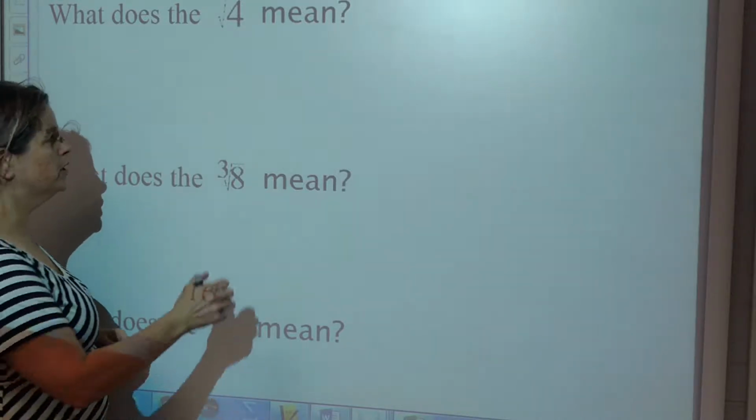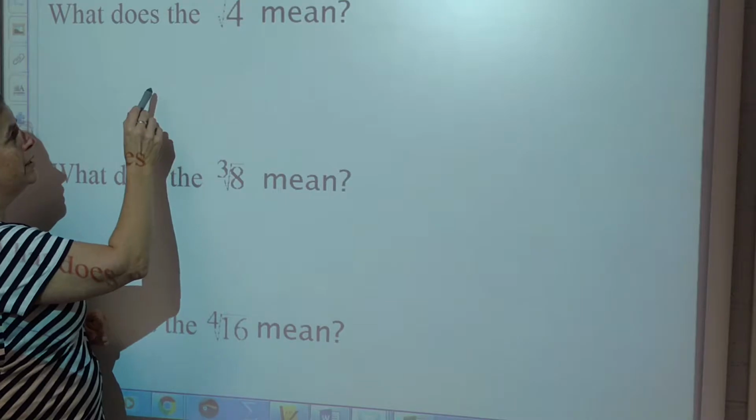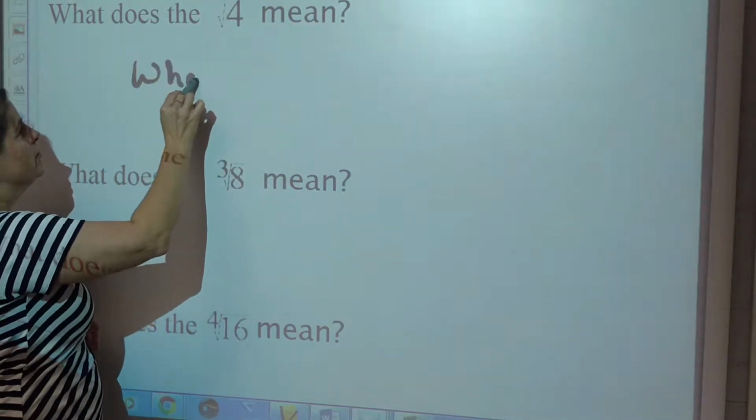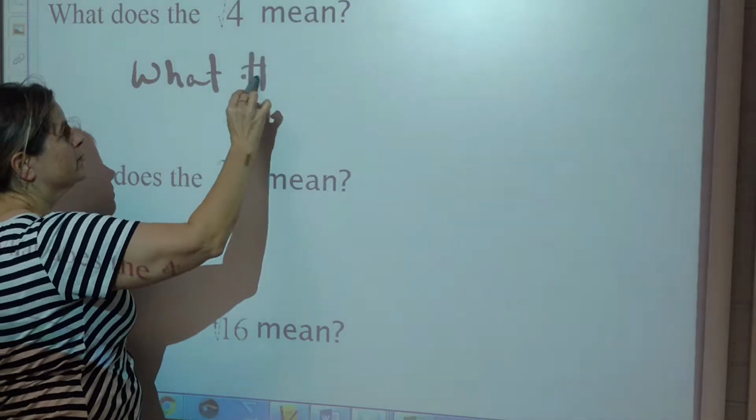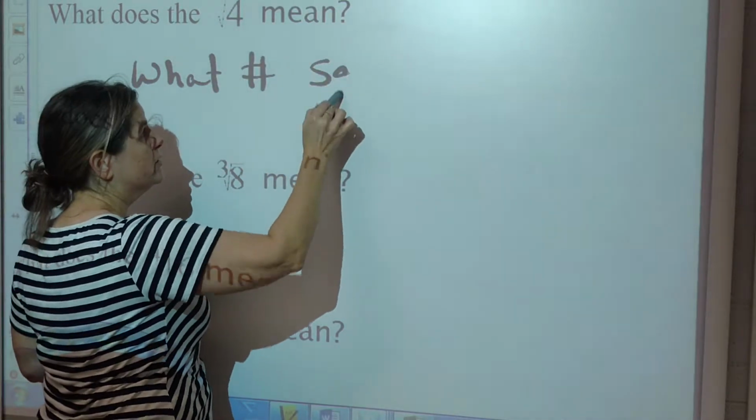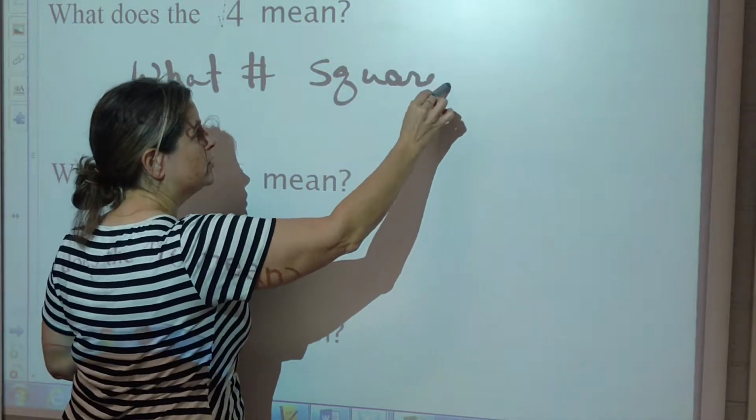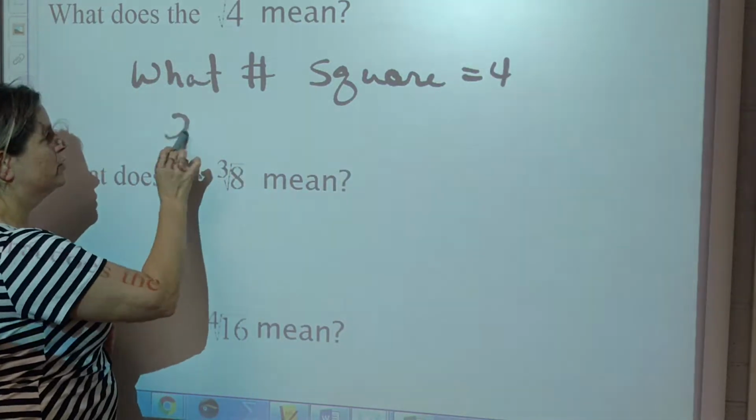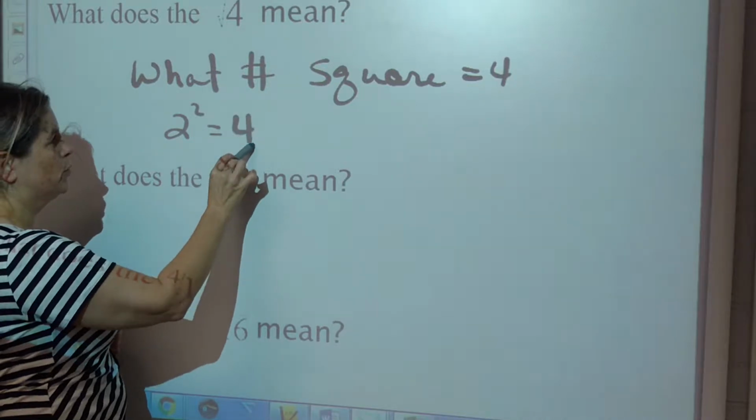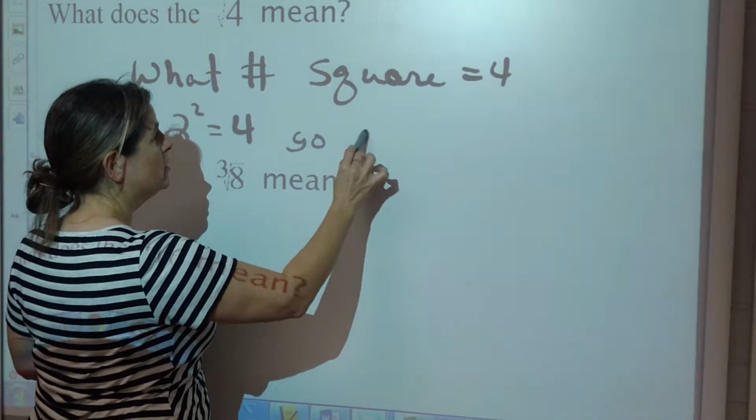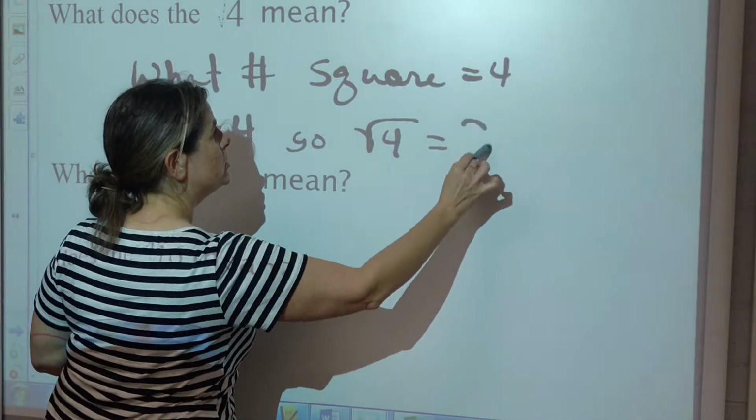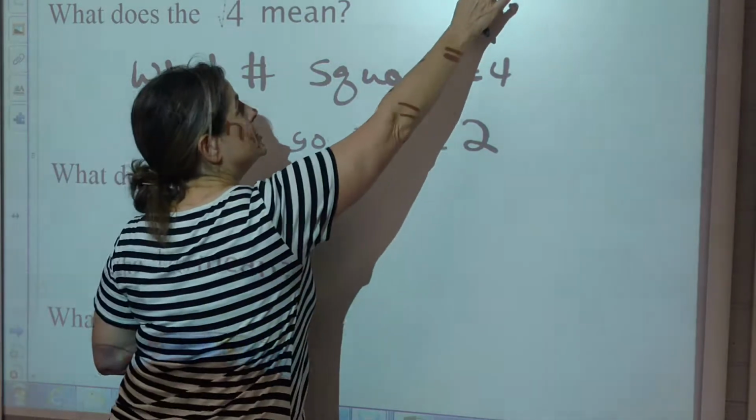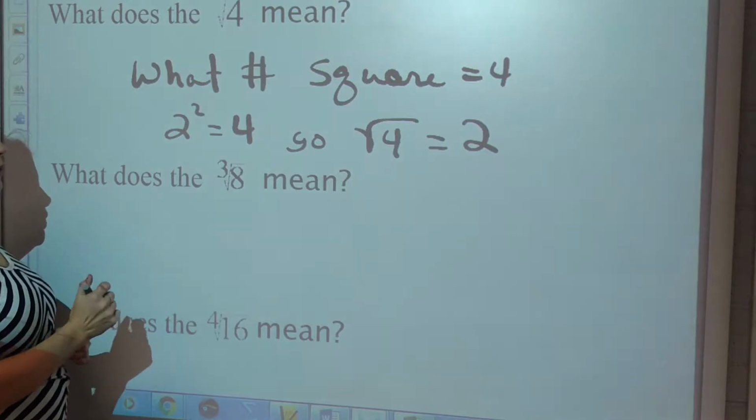All we're looking for is the square root of 4 means what number squared, since it's a square root, equals 4. Well, we know that 2 squared is equal to 4, so the square root of 4 equals 2, the number that is squared. So you want to use that same logic for a cube root.